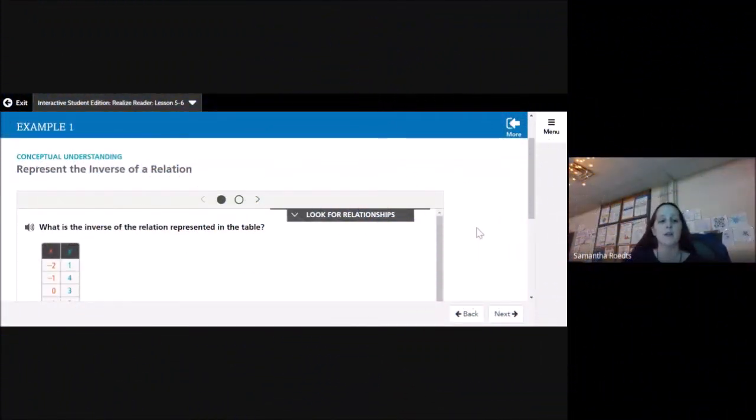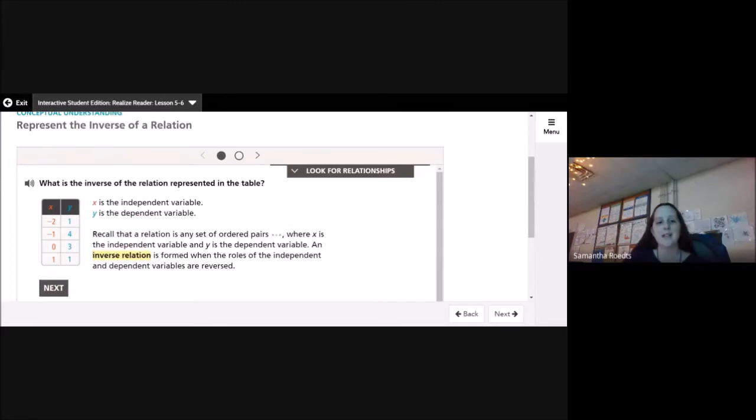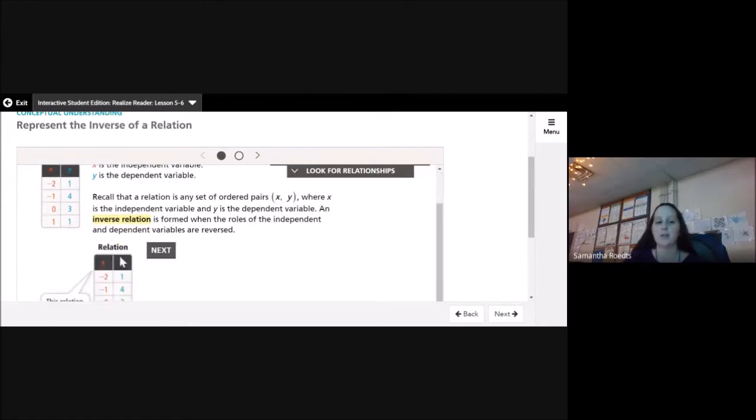All right, example 1. Represent the inverses of a relation. So, what is the inverse of the relation represented in the table? X is the independent variable, Y is the dependent variable. Recall that a relation is any set of ordered pairs x comma y, where x is the independent variable and y is the dependent variable. An inverse relation is formed when the roles of the independent and dependent variables are reversed.